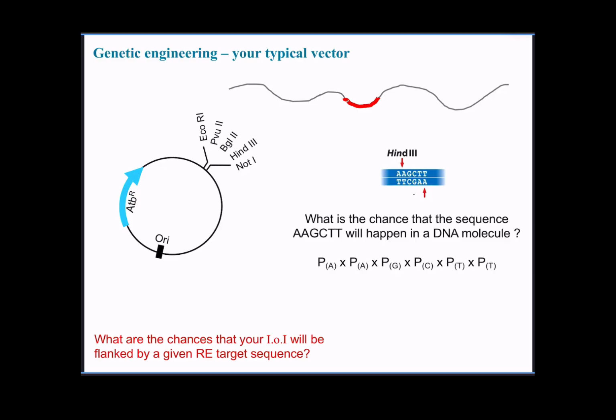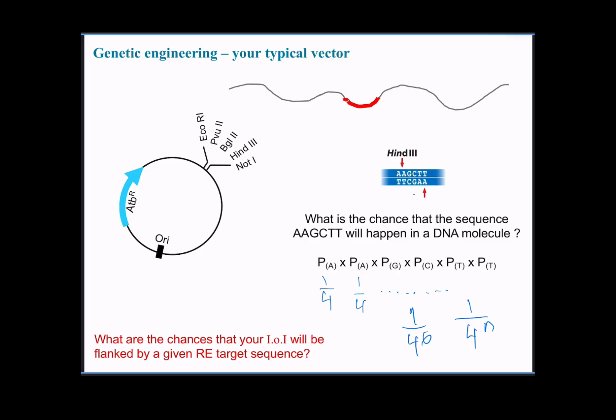So the probability of that first being an A, what is it? 1 in 4, correct. So the probability of the first nucleotide being an A is 1 in 4. What is the probability of the second nucleotide being an A? 1 in 4. And you can see where we're going with this. So the probability of finding any particular sequence of a given length n, in this case 6 nucleotides, would be 1 over 4 to the n. In this particular example, it would be 1 in 4 to the power 6.